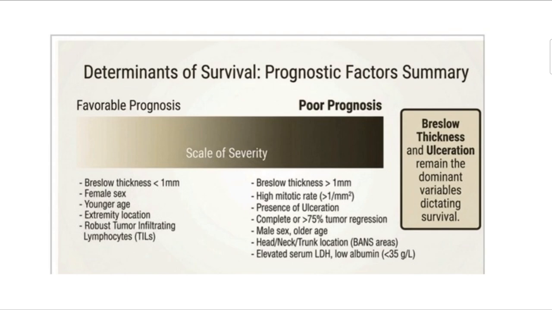Male sex and older age are associated with poorer survival. Head, neck or trunk location: melanomas in these areas behave more aggressively than those on the limbs. Elevated serum LDH or low albumin level. High LDH suggests extensive tissue damage or widespread metastatic disease, whereas low albumin reflects poor general health or advanced cancer. Both indicate poor prognosis.